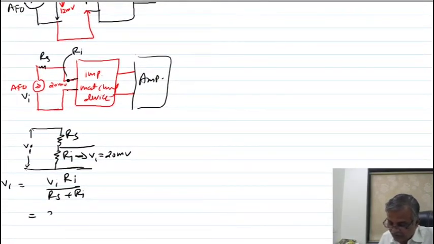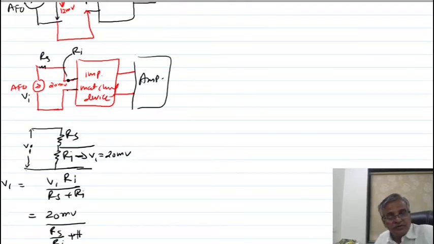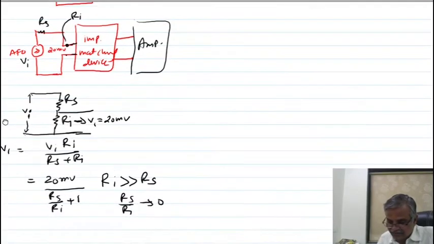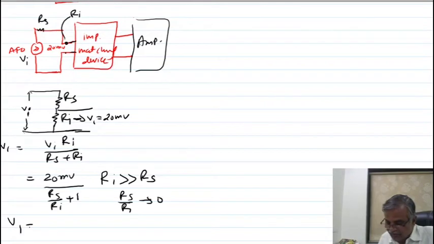So I can write Vi is 20 millivolt, Rs upon Ri plus 1. For your knowledge, let me say this is of the order of 500 ohm or 600 ohm for the AFO. And this input impedance is in mega ohm. Ri is too much greater than Rs, so Rs upon Ri tends to 0. So your V1 voltage is nothing but the 20 millivolt. There is no drop of the voltage.